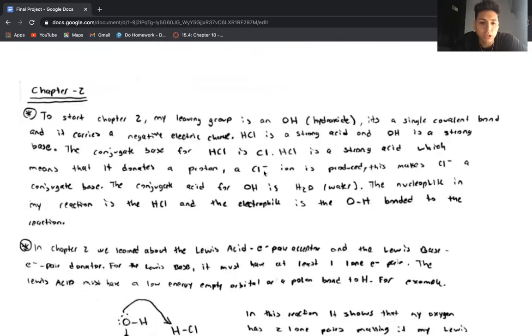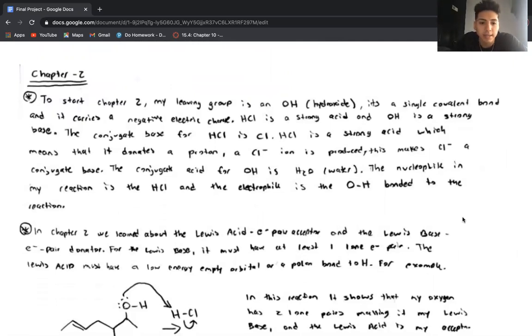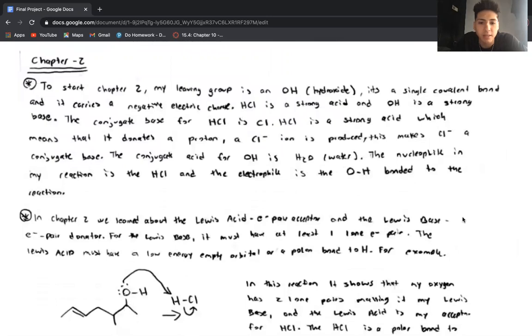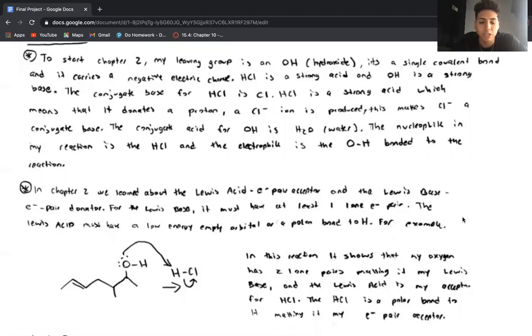Chapter 2. To start off chapter 2, my leaving group is an OH hydroxide. It's a single covalent bond, and it carries a negative electric charge. HCl is a strong acid and OH is a strong base. The conjugate base for HCl is chlorine. HCl is a strong acid, which means that it donates a proton and a chlorine negative ion is produced. This makes chlorine negative a conjugate base. The conjugate acid for OH is H2O, water.